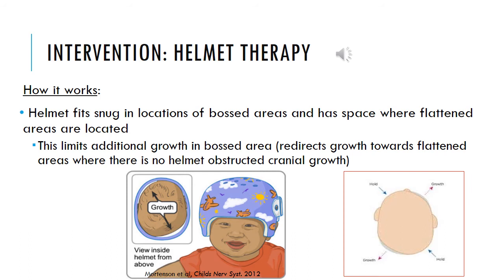Another way to think of this is that any place in which the skull approximates the helmet, such as the bossed areas, the helmet itself is going to obstruct further growth of the cranium. Where there's an opening, that is where the cranium is going to fill in and grow within the limits of that container or helmet.